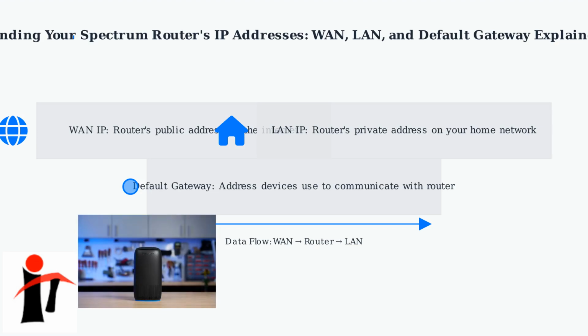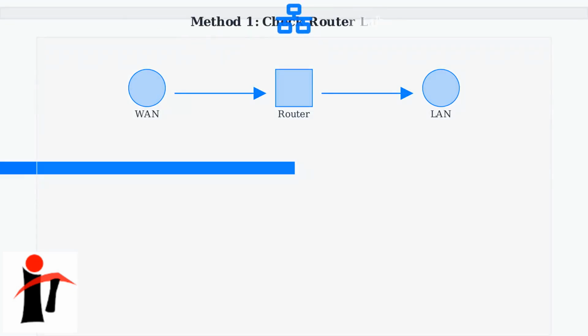Here you can see a typical Spectrum router, which handles these IP addresses and network connections. And this network diagram illustrates how the WAN IP connects externally, while LAN IPs handle internal devices. Understanding these IP addresses is the foundation for effectively managing your Spectrum router and network. Now let's cover the methods to find these IP addresses.